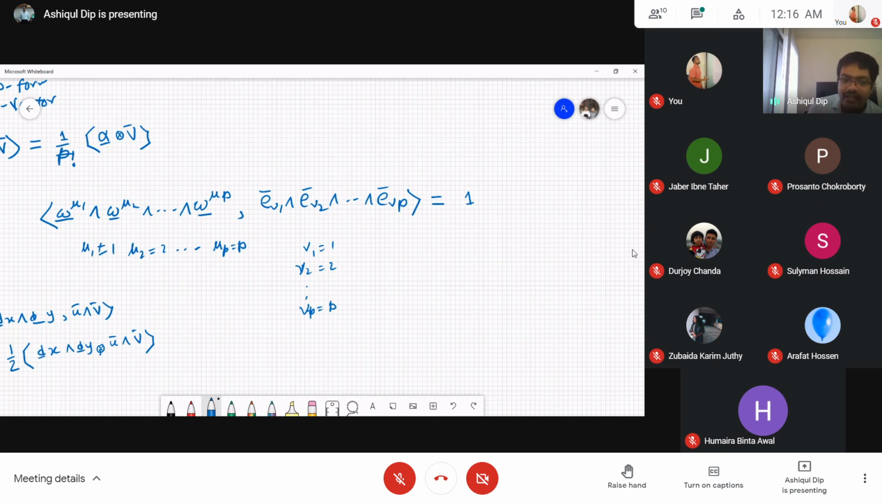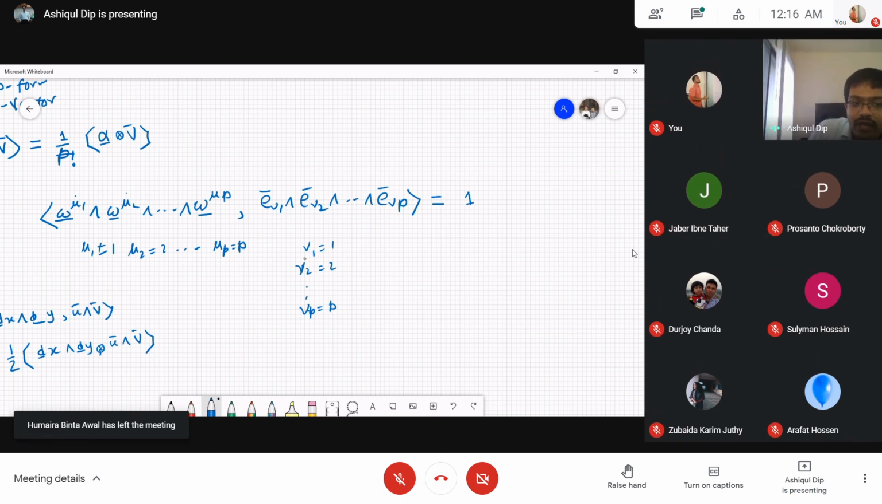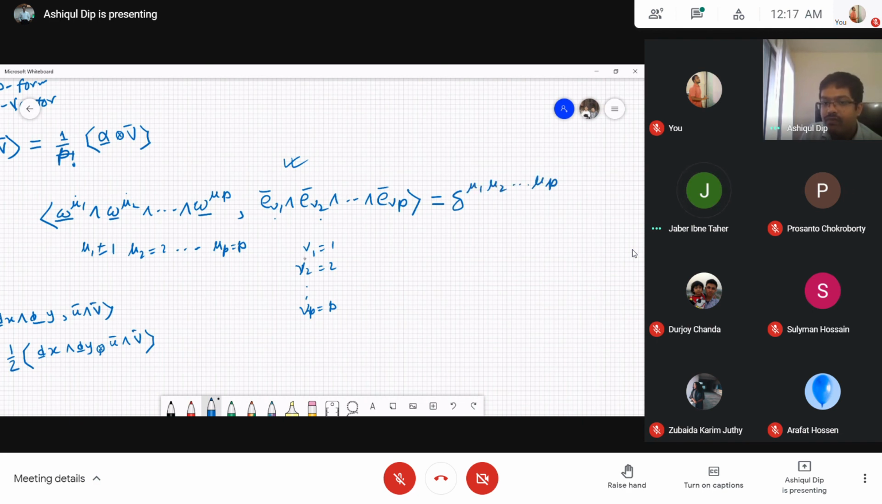Now observe another thing. If you switch any two indices between mu, then you get a minus sign. The same thing is true for nu. So which object has a value of either +1 or -1 depending on two sets of indices? Kronecker delta. So you could say this is our definition of piercing, and this definition agrees with the other definition as well.